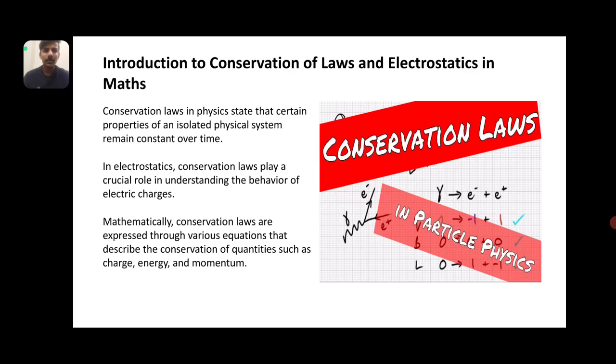Conservation laws in physics state that certain properties of an isolated physical system remain constant over time. In electrostatics, conservation laws play a crucial role in understanding the behavior of electric charges. Mathematically, conservation laws are expressed through various equations that describe the conservation of quantities such as charge, energy, and momentum.